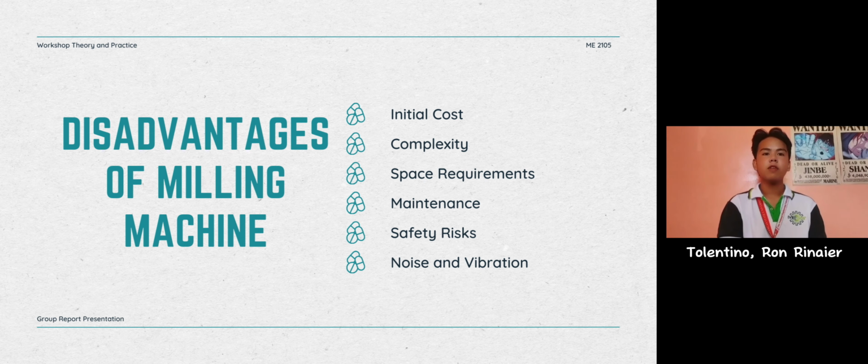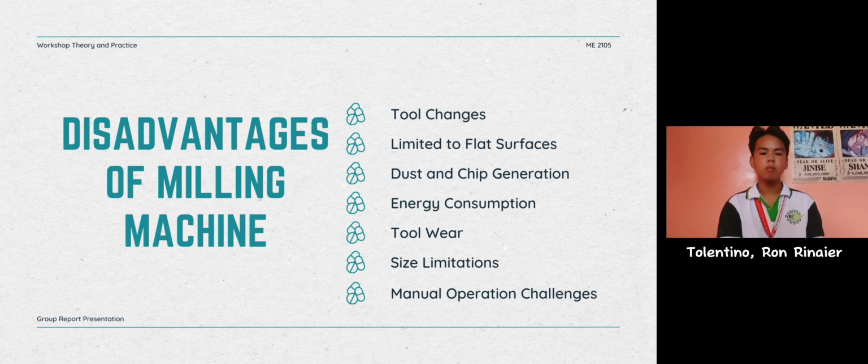And now for the disadvantages. Milling machines are a costly and complex tool that can pose various challenges to small businesses or hobbyists. They require high precision and CNC models, which can be challenging to learn and operate effectively. They also require significant space, require regular maintenance, and can generate noise and vibrations.